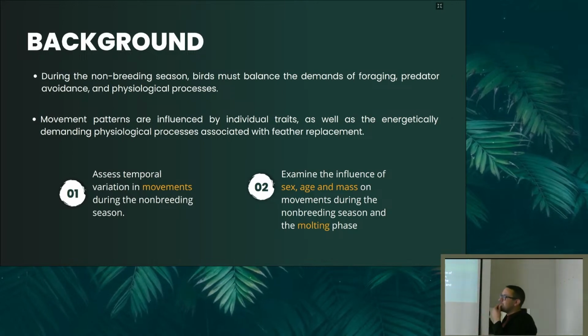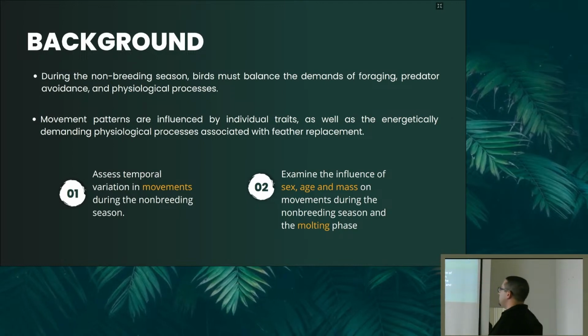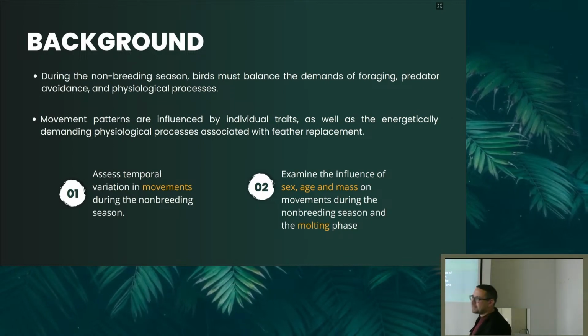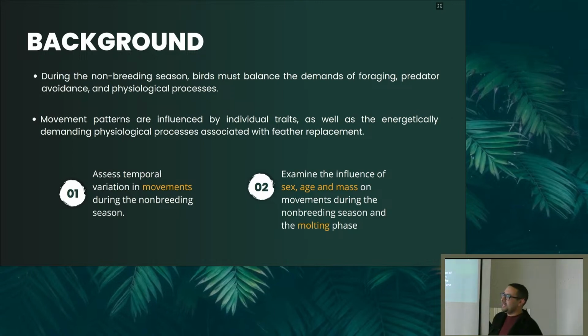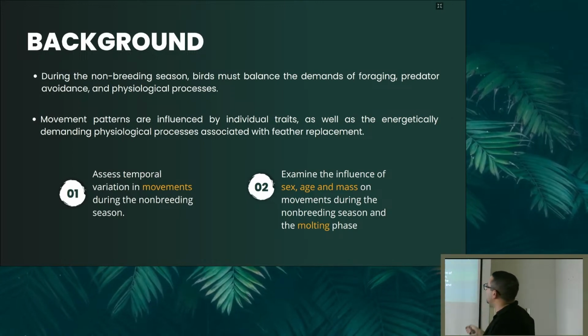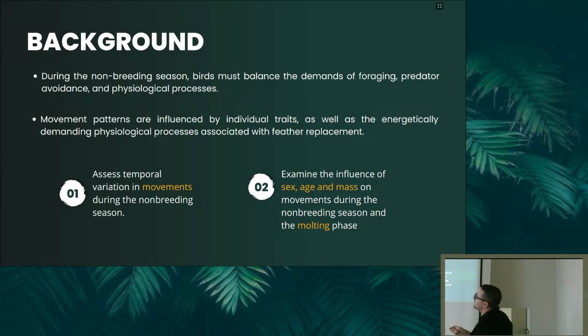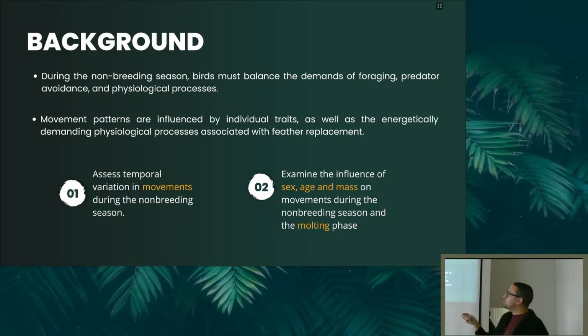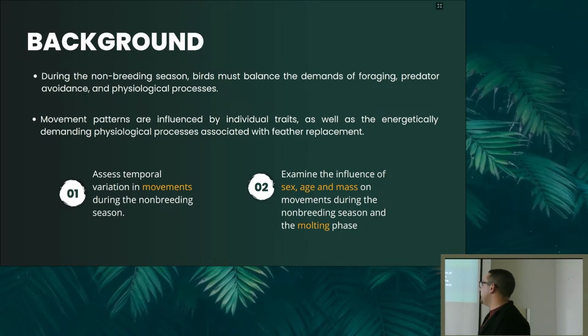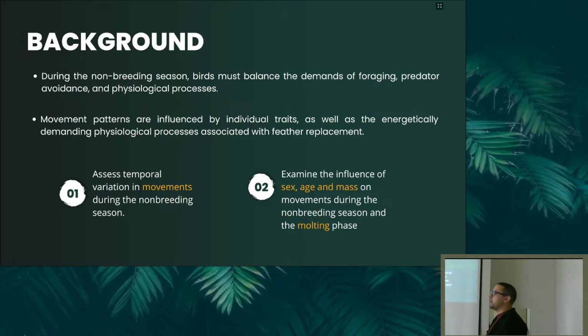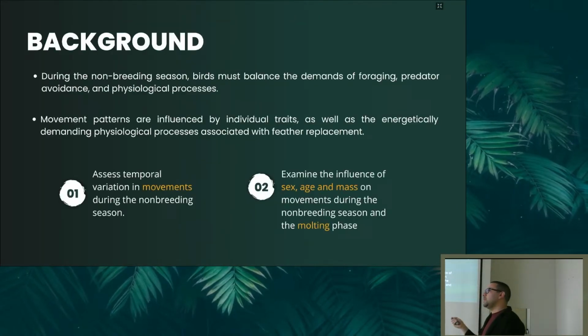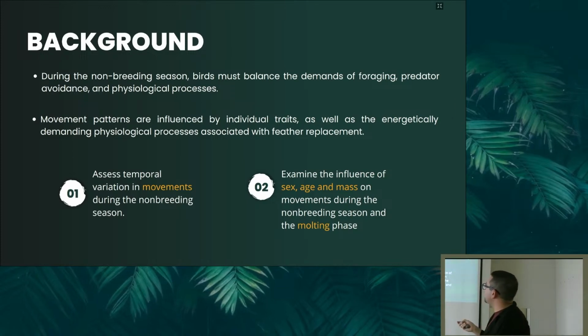And we know that these movement patterns can be influenced by all of these individual traits, but also by energetically demanding, physiologically associated processes such as feather replacement, or molting. So, based on this premise, again, we wanted to assess if there was any variation in movements during the non-breeding season, and whether any of these factors, sex, age, body mass, had any effect on those movements, and also during the molting phase of blackbirds.